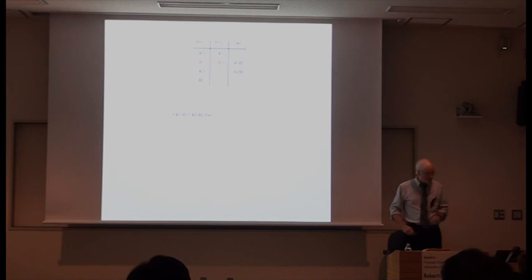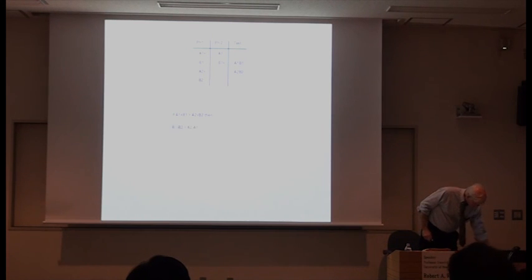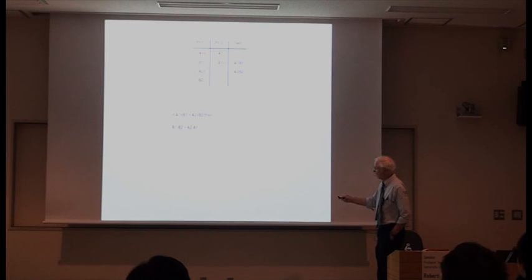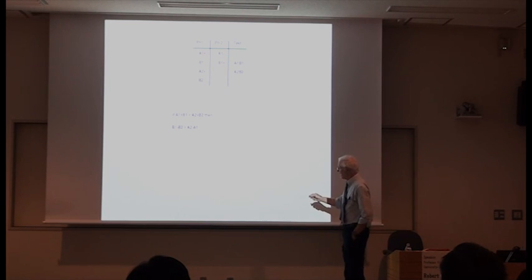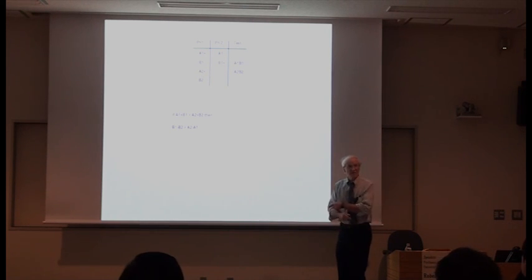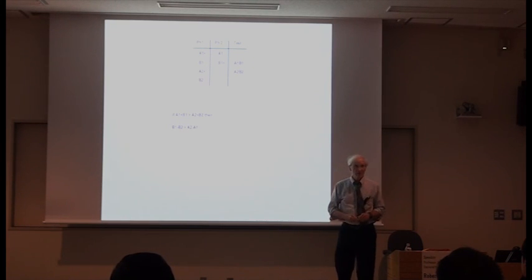That suggests that the difference between A1 and A2 is less than the difference between B1 and B2. I'm sorry, the difference between B1 and B2 is greater than the difference between A1 and A2. All I did was simply algebraically move B2 over to here, and A1 over to here. Right? All I did was change sides of the equation for two of those elements. So if the first one's true, then the second's going to be true. Right?